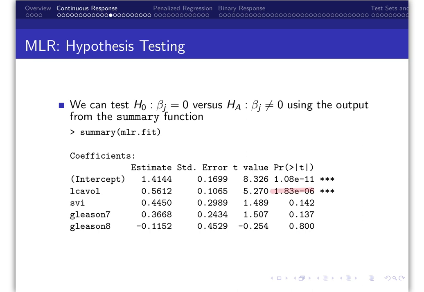Because the p-value is less than the standard 0.05 level, we reject the null hypothesis and conclude that beta 1 is not equal to 0. However, the p-value for SVI is greater than the standard 0.05 level, so when testing the null hypothesis that the slope for SVI is equal to 0 against the alternative hypothesis that the slope for SVI is not equal to 0, we fail to reject the null hypothesis.